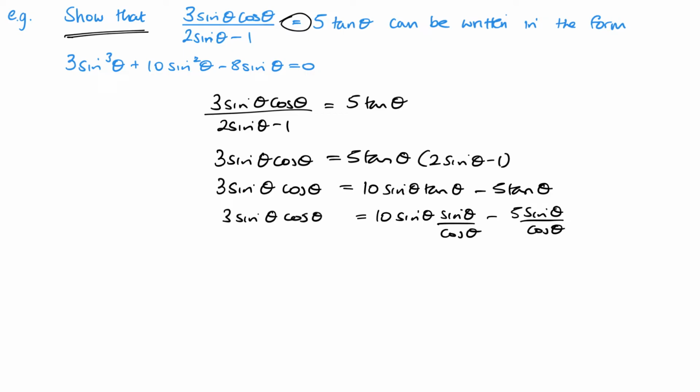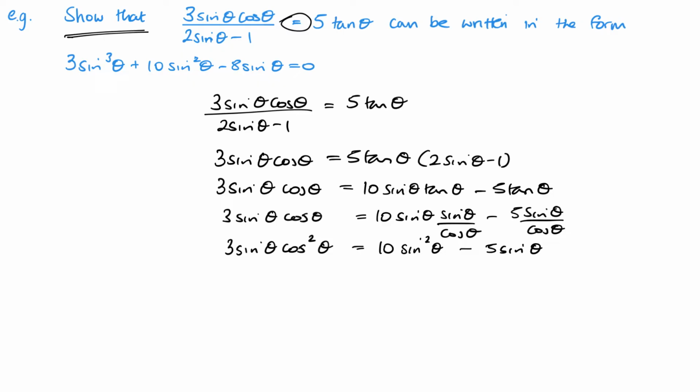So what I want to do now is multiply every term by a cos theta. So this is going to become 3 sine theta cos squared theta. This is 10. Now you can see you've got 2 sines here, so it is sine squared theta, and obviously we multiplied by cos, so that's gone, minus 5 sine theta. Now you can see that we are getting towards where we should be. Okay, we are heading in the right direction.